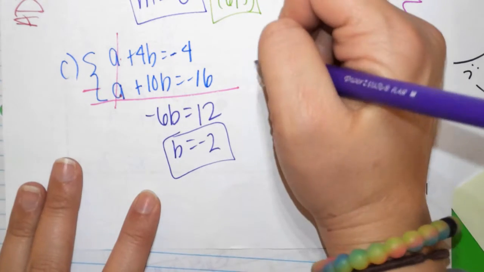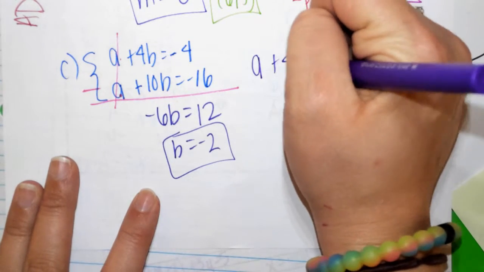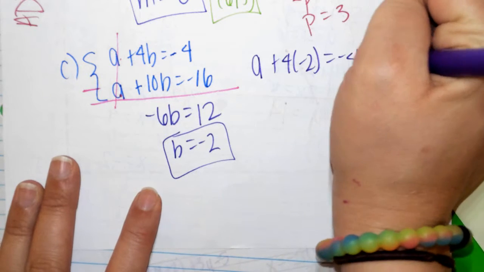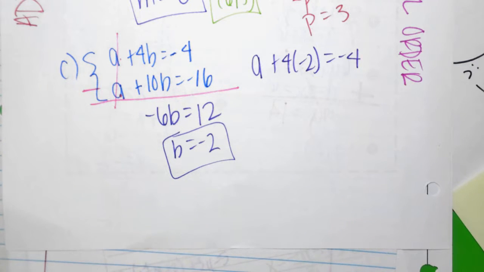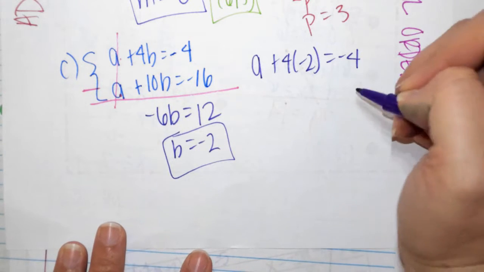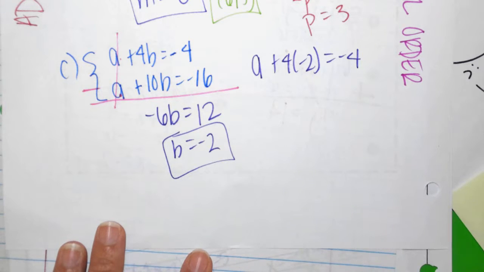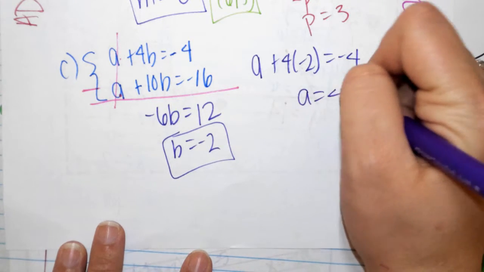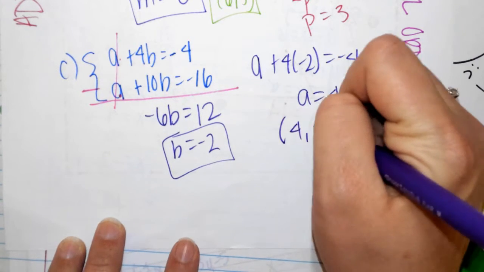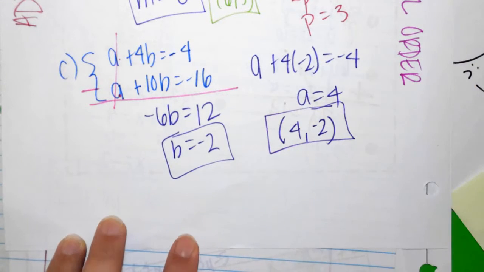Alright, so we get A plus 4 times -2 equals -4. Did anybody go ahead and solve for A? Jeremiah, tell me what it is. 4. Okay, take a point. If you yelled 4, take a point. Remember, you cannot go over today.